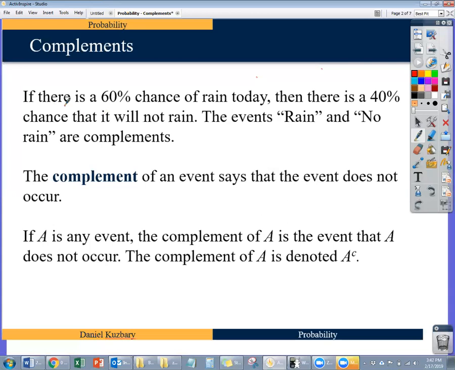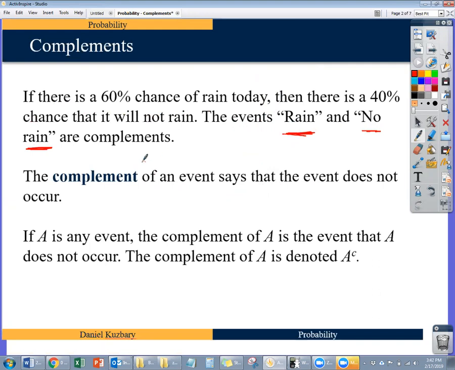Let's look at this example. If there is a 60% chance of rain today, then we know that there's going to be a 40% chance that it will not rain. The events rain and no rain are called complements. So this is the definition. The complement of an event says that the event does not occur. This is really straightforward, really basic. Either it's going to rain or it's not going to rain, and there's nothing else in between.